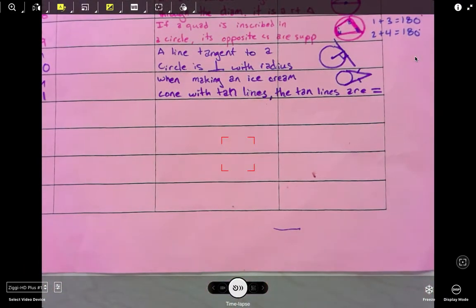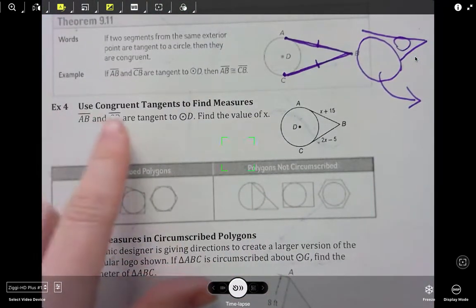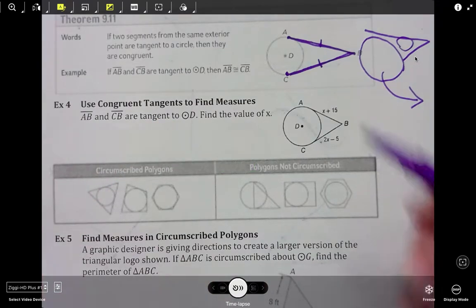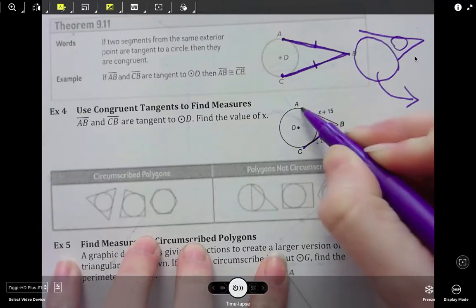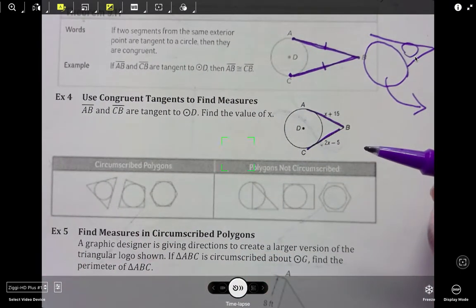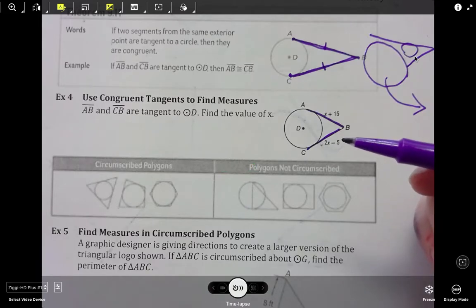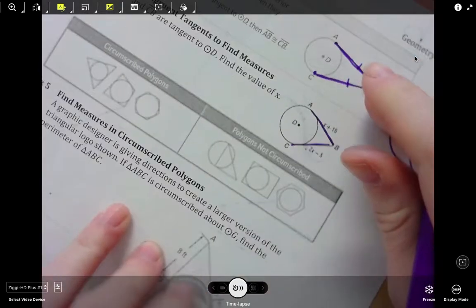Okay, all right, let's go back to the question that it asks. So in example 4, it says AB and CD are tangent to circle D. So AB and CB, those are my tangent lines. If they do not tell me that they are tangent lines, we do not know that they are equal. They have to tell me that those are tangent lines in order for those two sides to be equal to each other. So those are my ice cream cone sides.